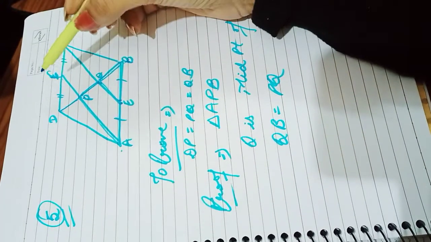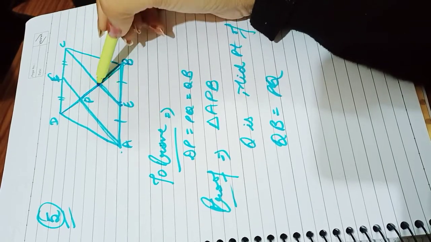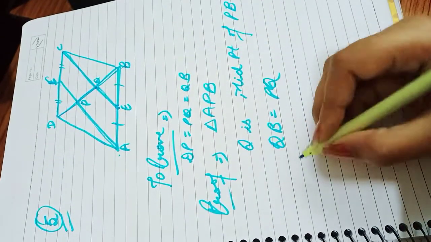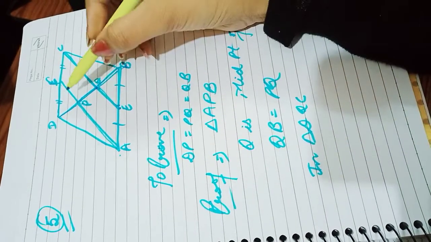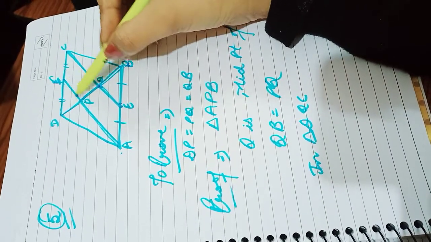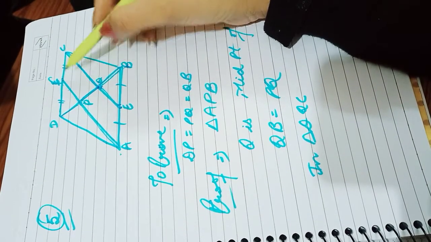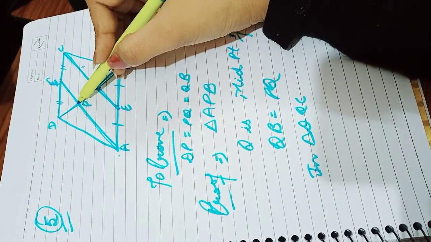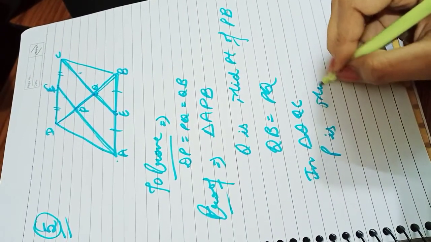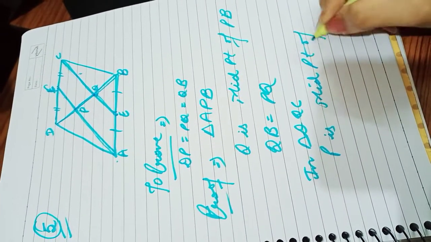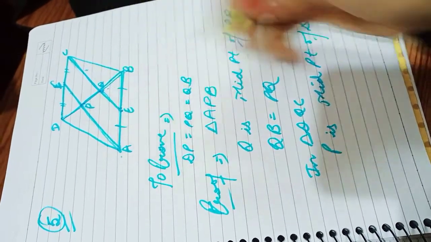And here, again, if you go in this triangle DQC, in triangle DQC, F is midpoint and this line is parallel to this, right? And if F is midpoint and these lines are parallel, by using converse of midpoint theorem, P is midpoint of DQ. If P is midpoint, you can say that DP is equal to PQ.